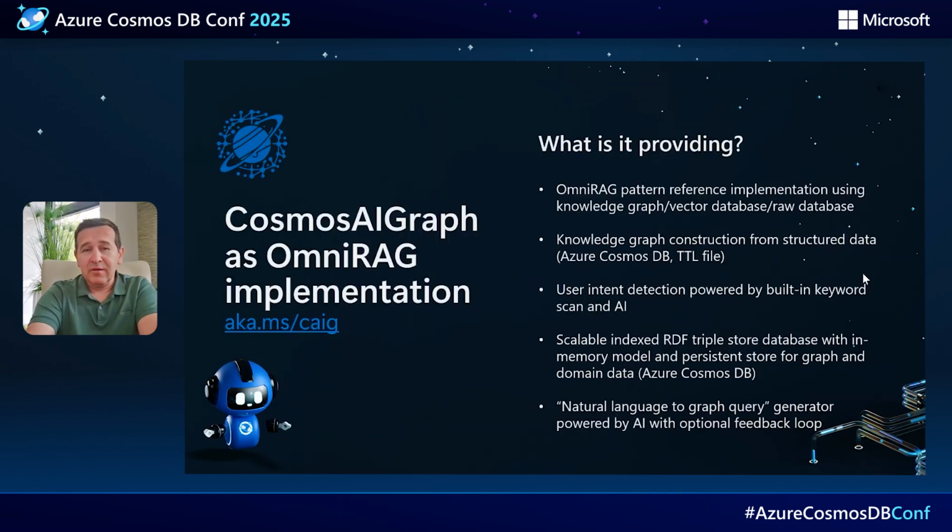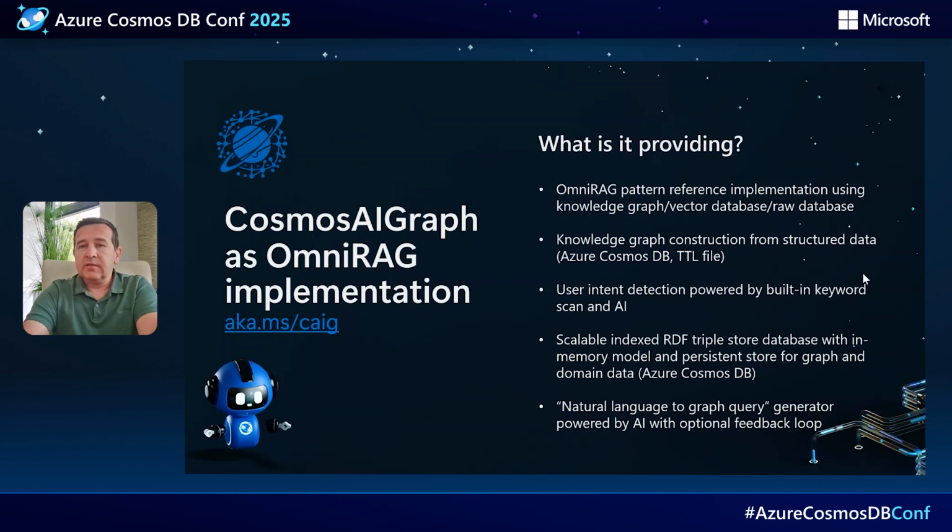And that repo is here. It's called CosmosAIGraph. It's the first OmniRAG implementation. By the way, we have others. AIGraph for PG, for example, is yet another one, for the Postgres database. And CosmosAIGraph is our hero implementation. It is located at aka.ms/CIAG. You might want to navigate to that repo and observe what's in there.